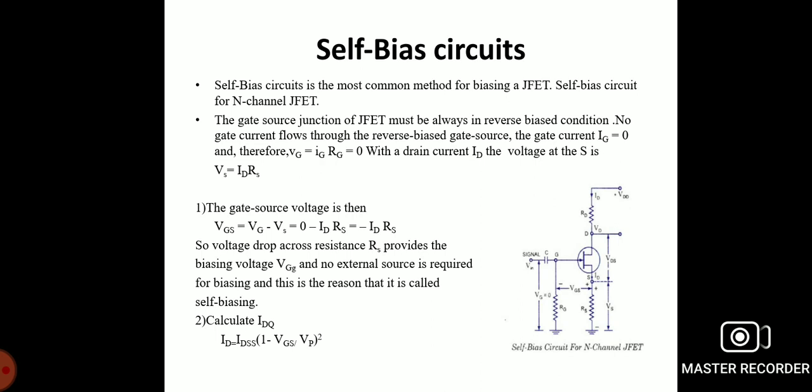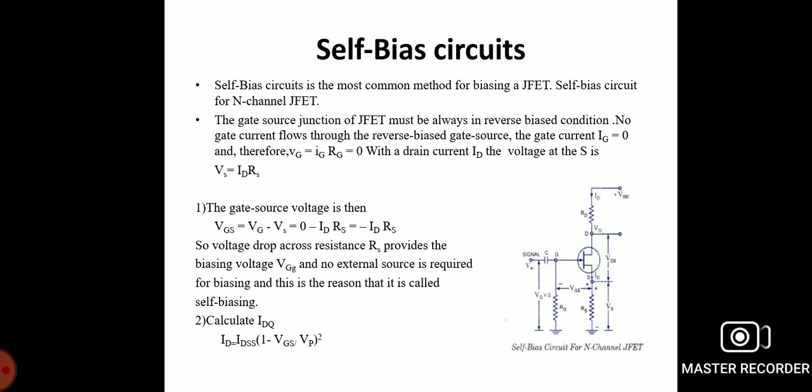So these are the analyses of the self bias circuit and also the fixed bias circuit of the JFET configurations. Now, in these two configurations, we have to improve the stability factor of the JFET configuration, to improve the output voltage. So here a UJT is a voltage control device to improve the stability factor of the voltage level.